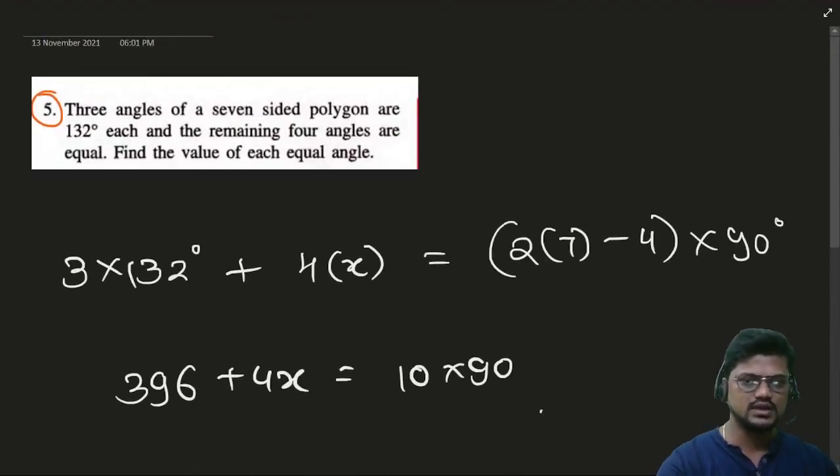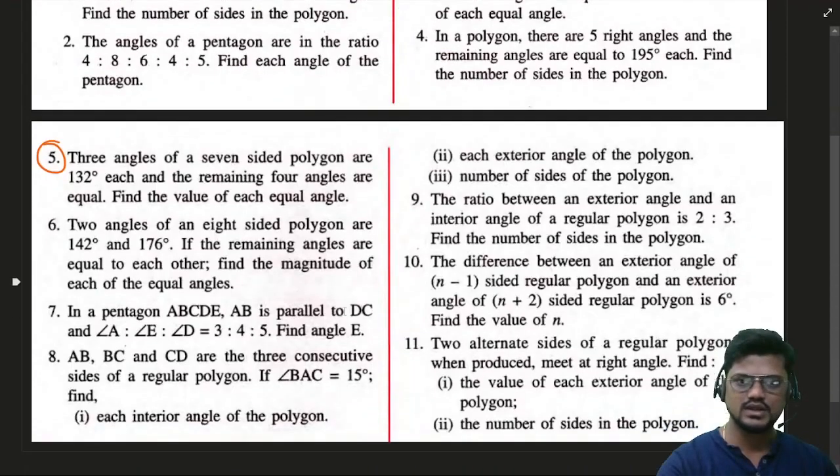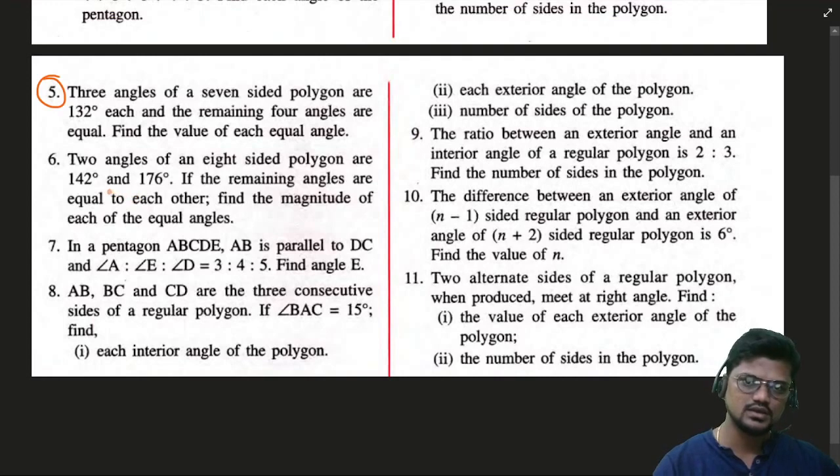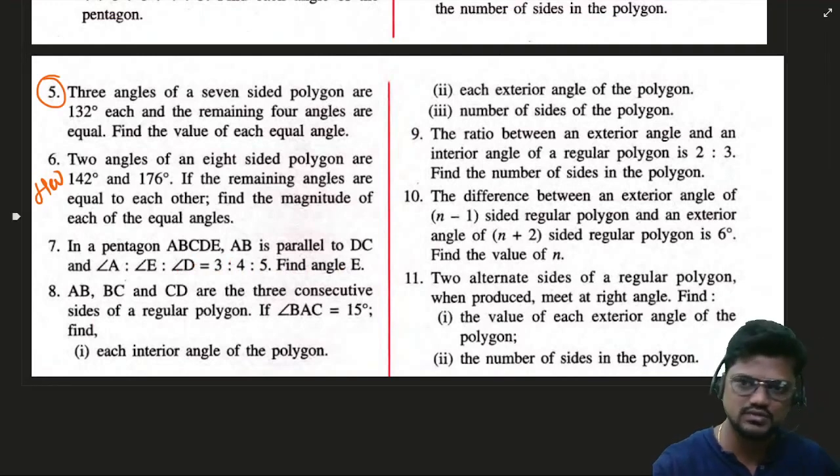Now we'll start with the next question. Two angles of an eight-sided polygon are given. If the remaining angles are equal to each other, find the magnitude of each of the equal angles. You can do this sum in your homework. In a pentagon, AB is parallel to DC and angle A, angle E, angle D are in a ratio. Find the angle E. This is also easy, but we'll solve this question. The seventh one.